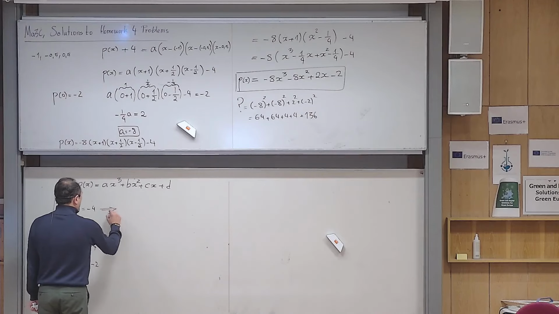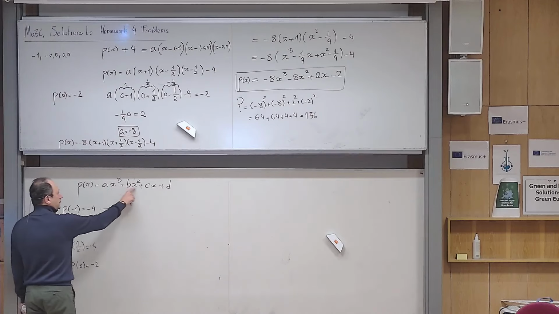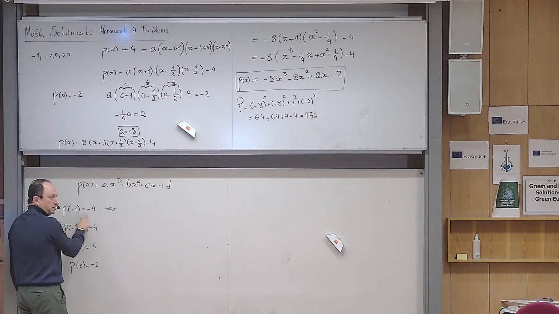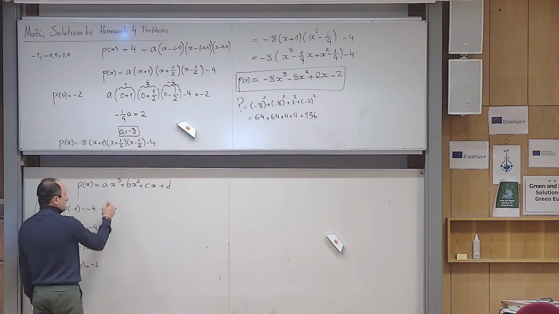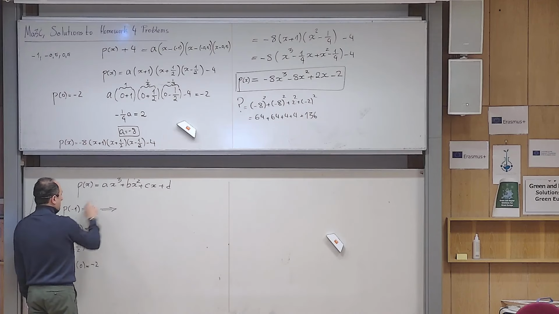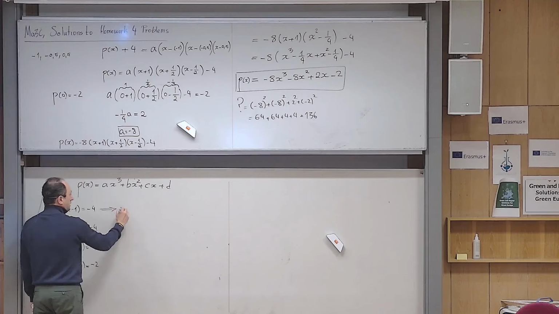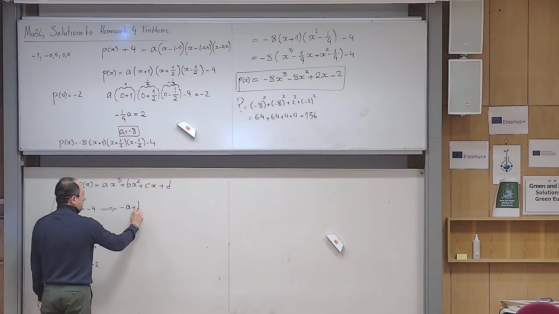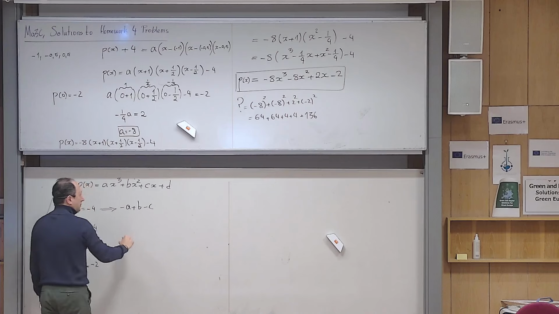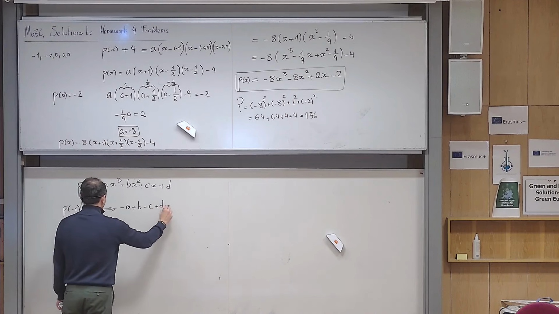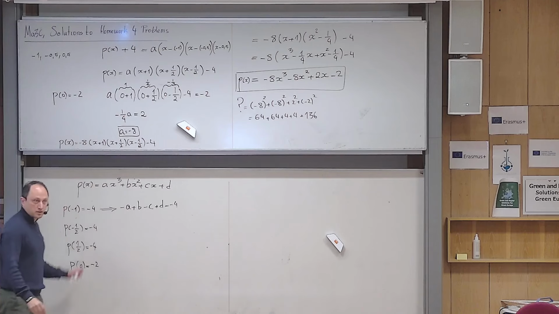So what is the meaning of this? It means that if I replace every x with -1, the answer is supposed to be -4. So let us do it in my head. Instead of x, I put -1. So this becomes -a, this becomes +b, this becomes -c, and this becomes d. So this is one equation. Do you agree? This is one equation.